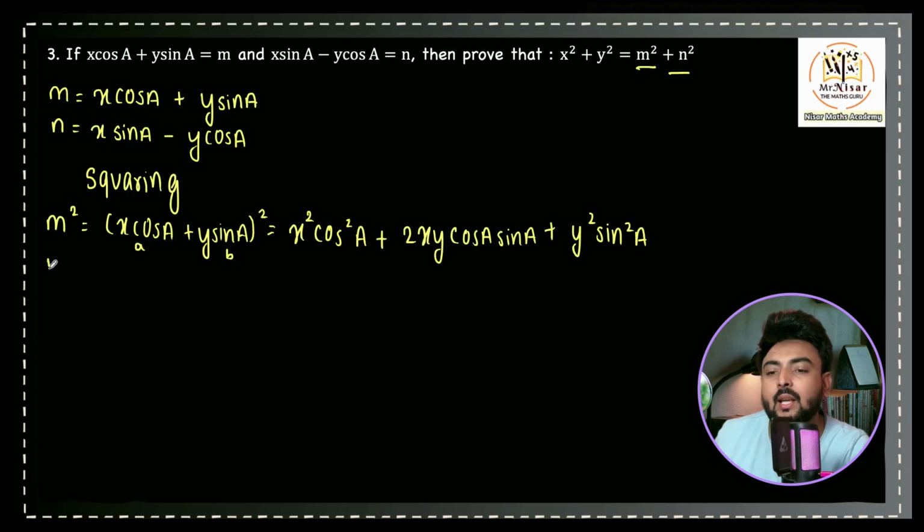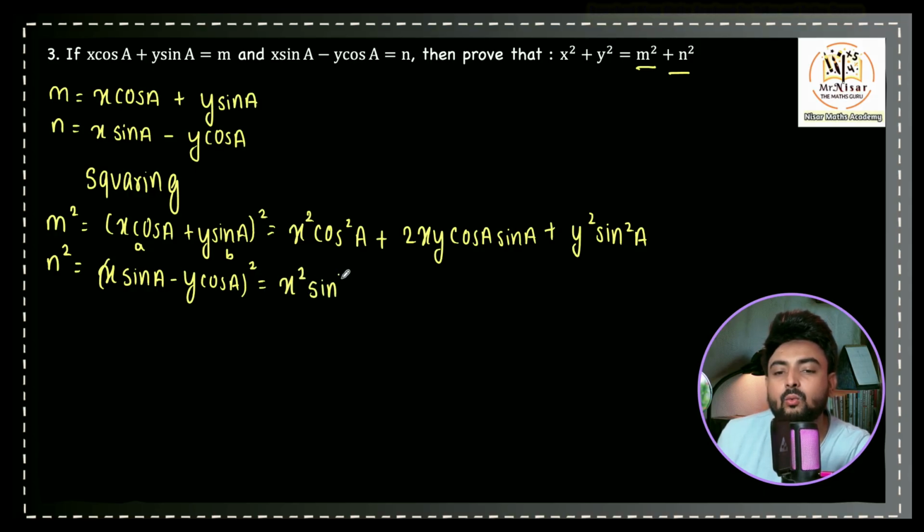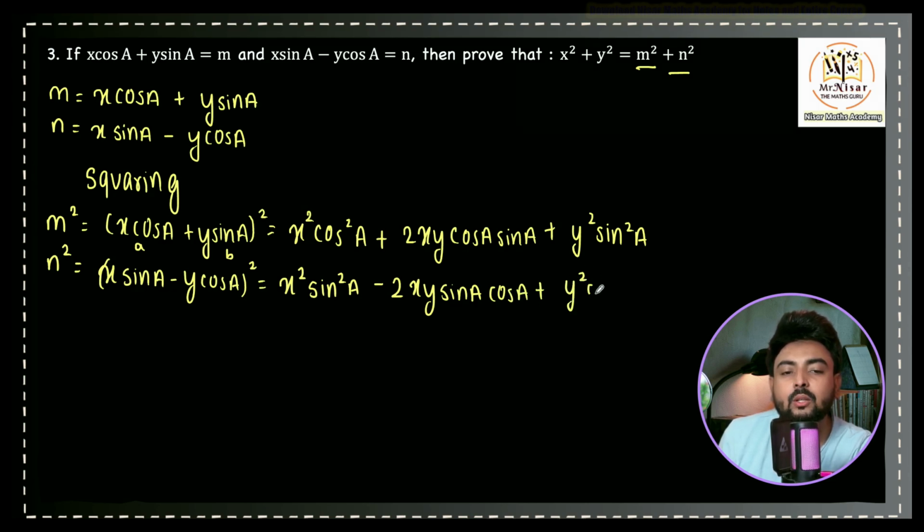Now in the same way we will do n square. N is what? x sin A minus y cos A. We have to do the squaring of this, so it will become x square sin square A minus 2 into xy sin A cos A plus y square cos square A. So we got the value of m square and n square. What to do now, children? Suppose this is your equation 1 and this is your equation 2.